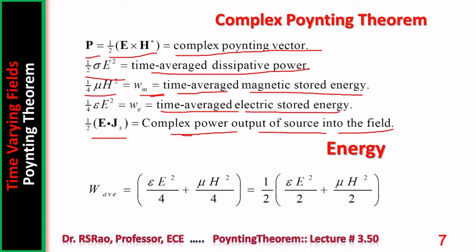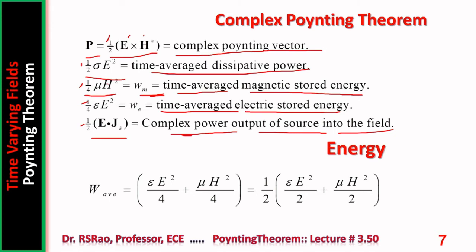Here one can find half. Maybe you are wondering why this half, 1/4, 1/4, 1/4. The reason is that here the fields are amplitudes. If you want the average value from amplitude, you have to divide the amplitude by root 2. Two fields are there, E and H. 1 by root 2 into 1 by root 2 makes half. Similarly, E square is there. 1 by root 2 square is 1 by 2. Here, H square is there. 1 by root 2 into 1 by root 2 becomes half.